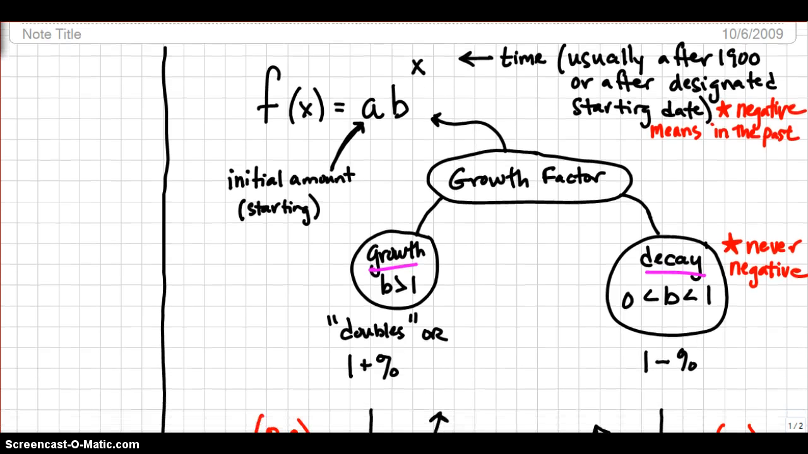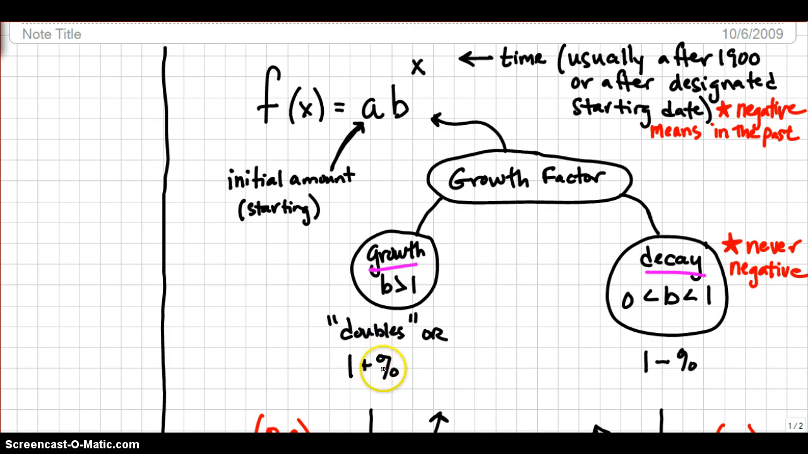Other things about the growth factor that students need to know: sometimes the growth factor is given in a word form, like for example, if something is growing by doubling. If something's doubling or tripling, the growth factor is simply going to be a 2 or a 3. 2 for doubles, 3 for triples. Many times the growth factor is given in a percent form.